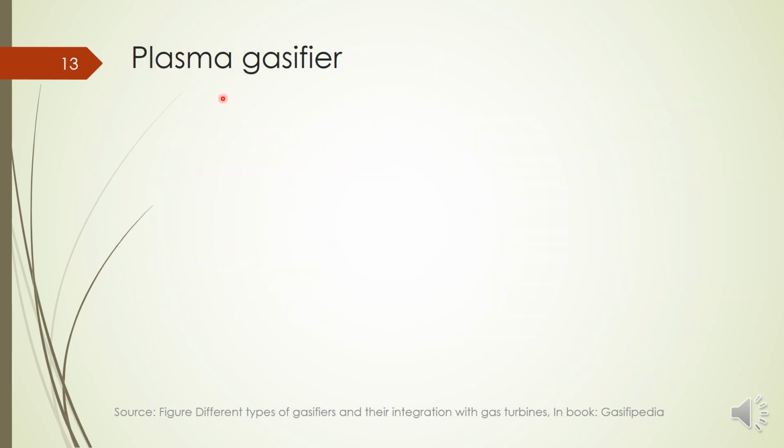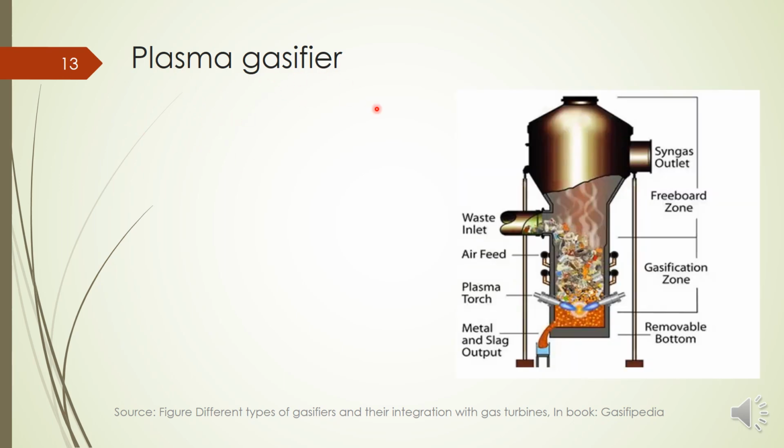Now we have another type of gasifier, that is the plasma gasifier. So we have studied about the plasma state, that is the fourth state of matter which exists at very high temperature. So that temperature we are reaching in plasma gasifier. So this is a typical plasma gasifier.